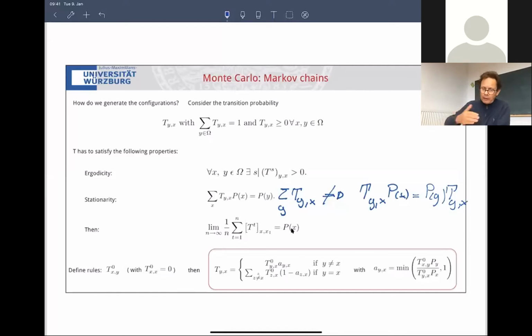So you can sum up over all these time series, and then essentially calculate p of x. That's how it works.